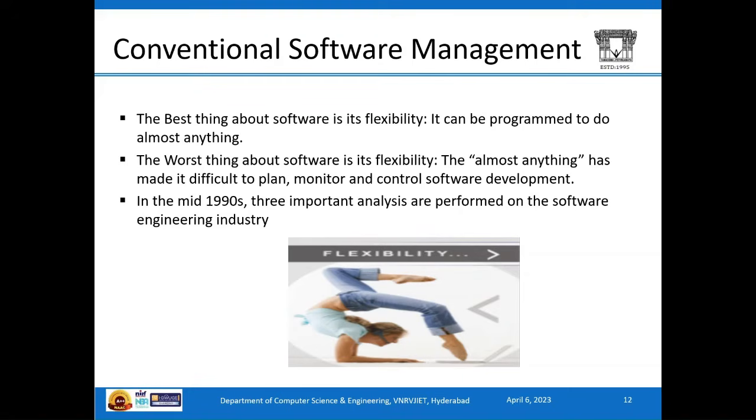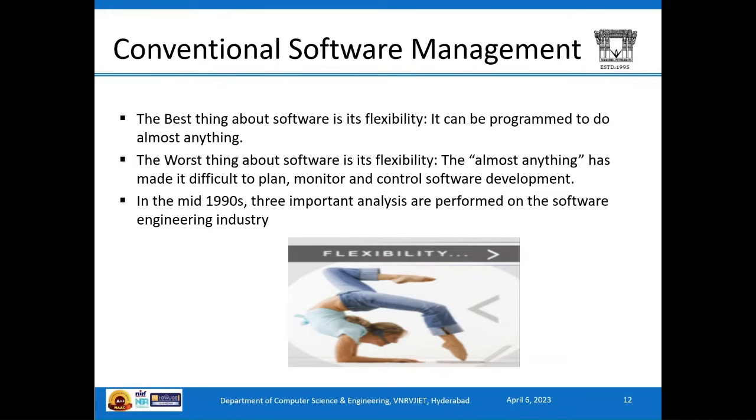Till now, we have understood the basic definition of software project management, and now we will see conventional software project management. When we are working with software, the best advantage of software is its flexibility because it can be programmed and we can do almost anything with it. But the worst thing about software is also its flexibility, as it makes it difficult to plan, monitor, and control the development of the software.